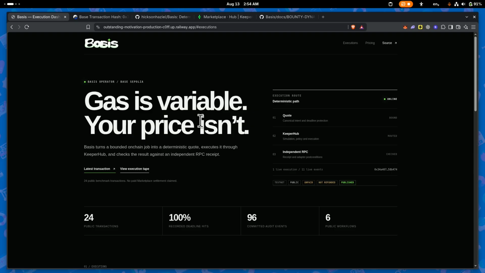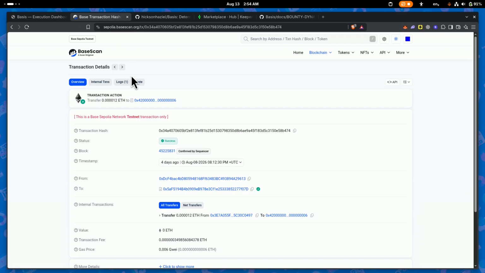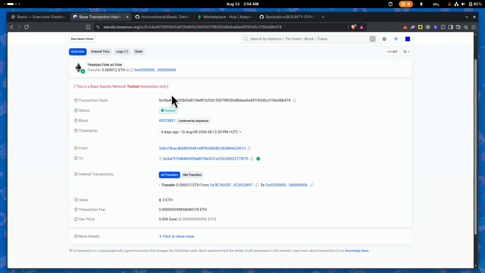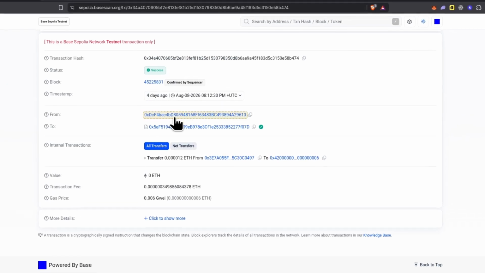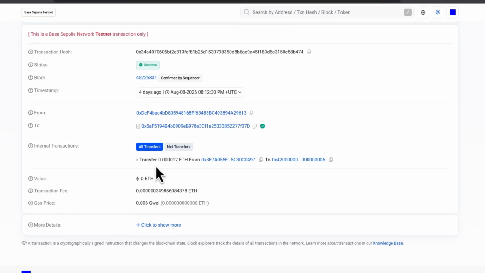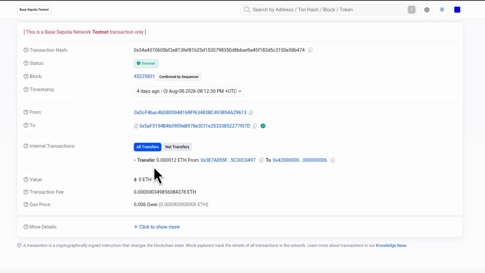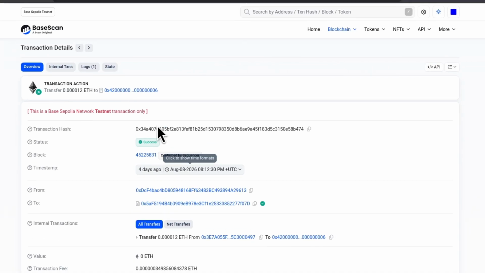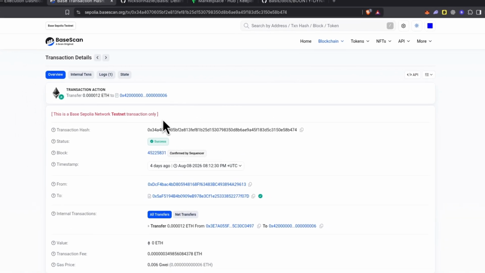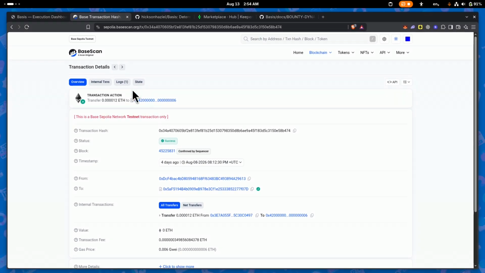Before I explain Basis, here is a result: a real Base Sepolia transaction from the committed execution tape. This public hash is one of the 24 benchmark transactions submitted through KeeperUp direct execution. The Basis ledger records it as sponsored and deadline hit. Base can independently prove the transaction exists and succeeded. This is a technical execution proof.